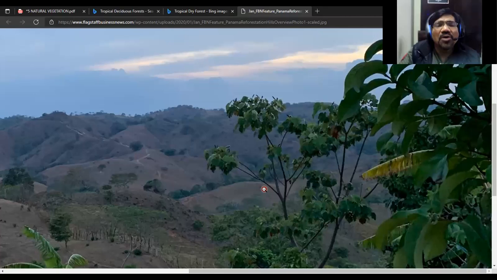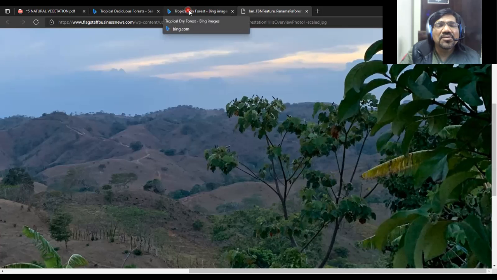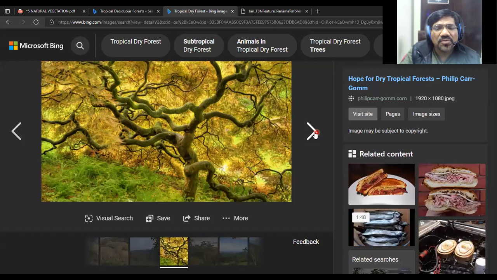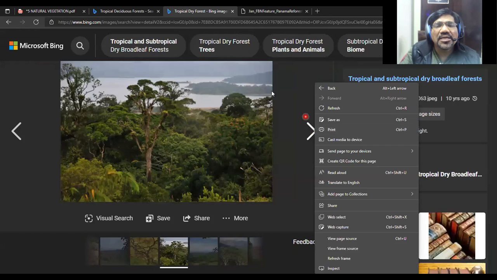So you can see how well a picture can speak 1,000 words. Here the picture which I'm showing you is from the dry deciduous forest. That is why it's like this. And the number of trees has become less. I can even show you all the trees mentioned, if possible.